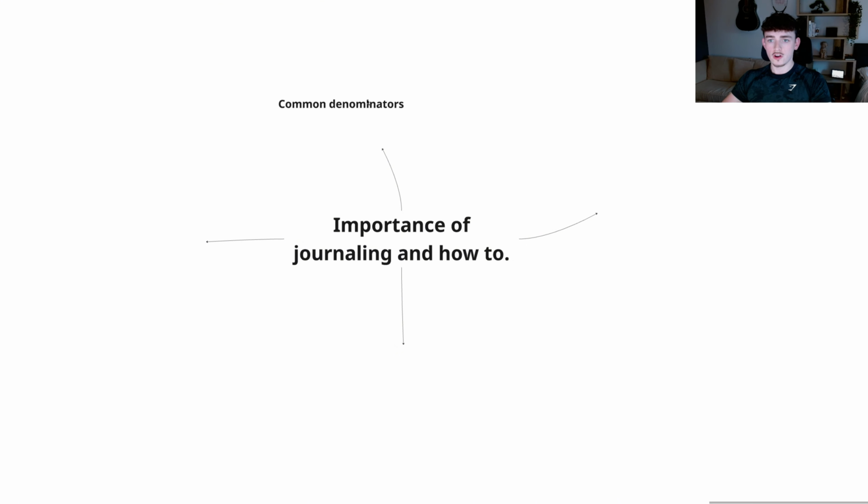So let's start with common denominators. Now, what does this mean? It means that there will always be something that you may or may not have done wrong. Sometimes you'll do right and there will be a setup that just fails. That is part of trading.